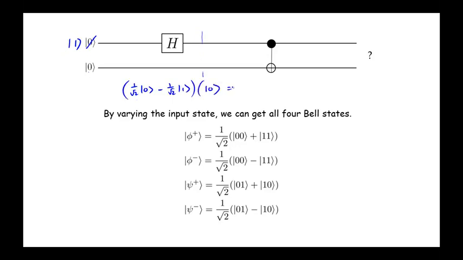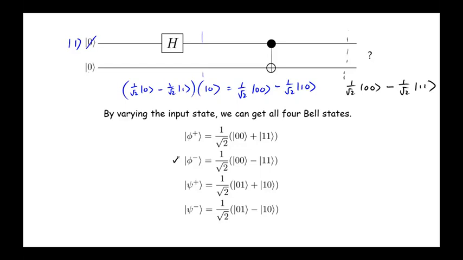with the second qubit 0, which is 1 over square root 2 |00> minus 1 over square root 2 |10>. And now when we feed this through this CNOT gate, and we're looking at the state here, the first part goes to just 0 0. The second part, the control bit is 1, so we get 1 1, which is exactly this one.